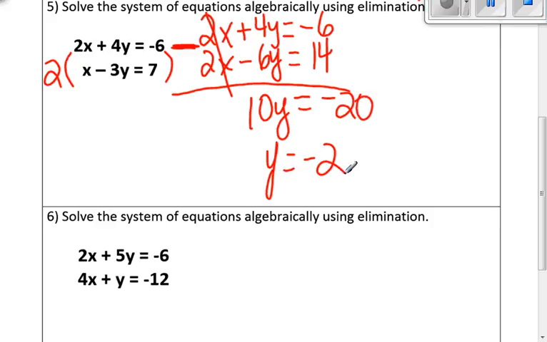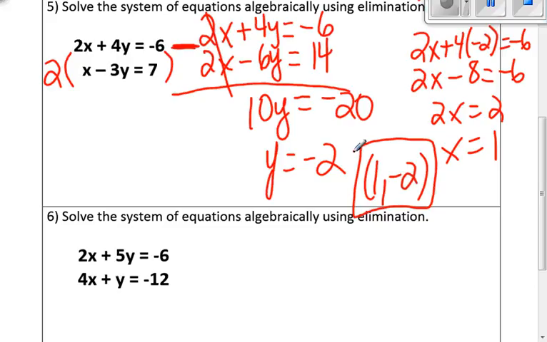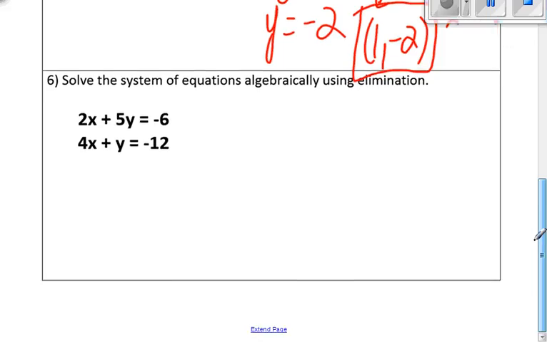Y equals negative 2. Substitute in. Let's use either equation. Let's use the first one. 2x plus 4 times negative 2 equals negative 6. 2x minus 8 equals negative 6. 2x equals 2. X equals 1. So be careful here. When you do 4 times negative 2, don't write plus negative 8, because you're not going to know what to do with that. Write minus 8. It makes more sense. So our answer is 1 comma negative 2. Make sure you put it in the correct order. The x comes first.